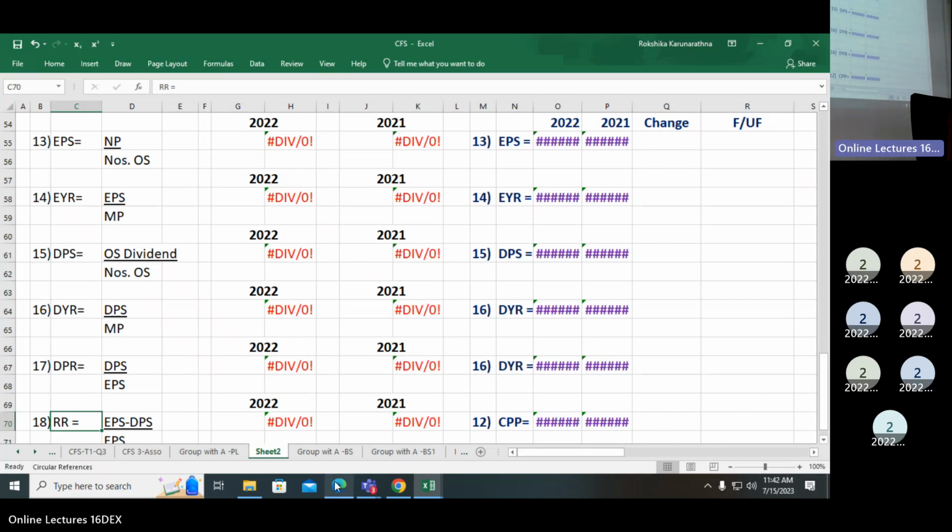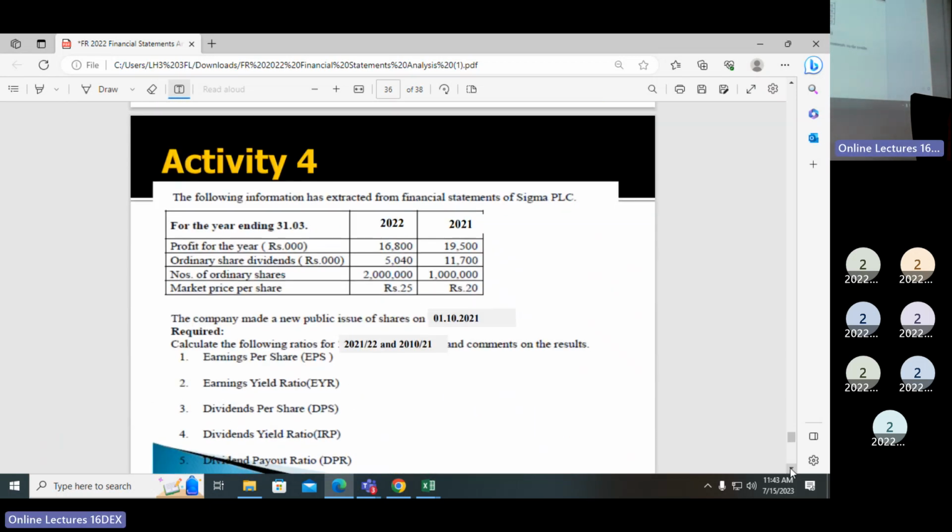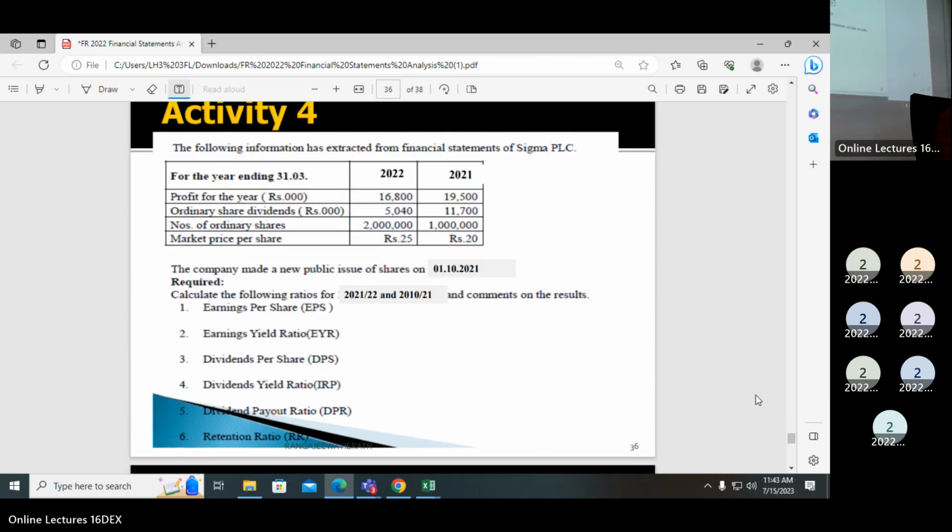Right. So you can go through this activity. Activity 4: we have profit, ordinary share dividend, number of ordinary shares, market price per share. Can you go ahead and calculate?